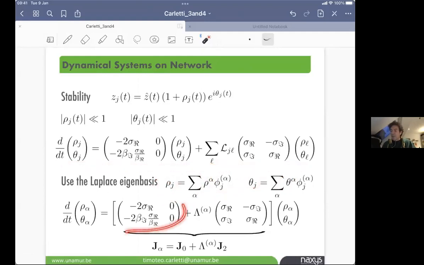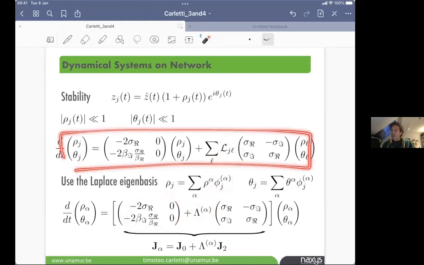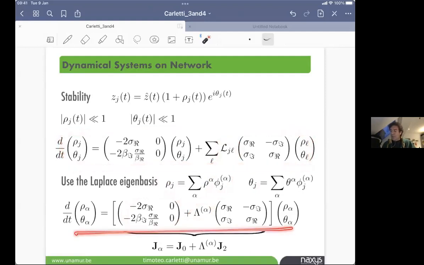For the first part, nothing changed. And for the second part, you just realize that once you apply the operator L, so the matrix, to phi alpha, by definition, you extract the eigenvalues. And so this equation over here becomes this equation down, where you have now the same linear evolution, but in the space of Fourier, or in the modes. And then you have again this extended Jacobian, which we call J alpha, which is J0 plus the eigenvalues times the new Jacobian J2, which is this matrix over there.